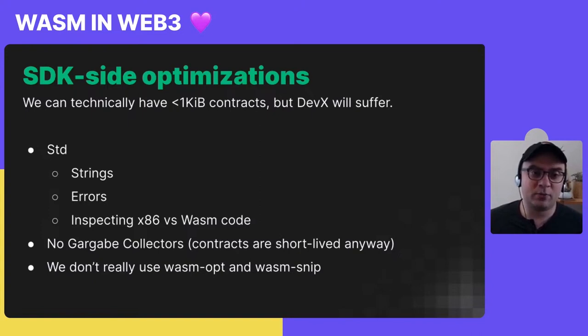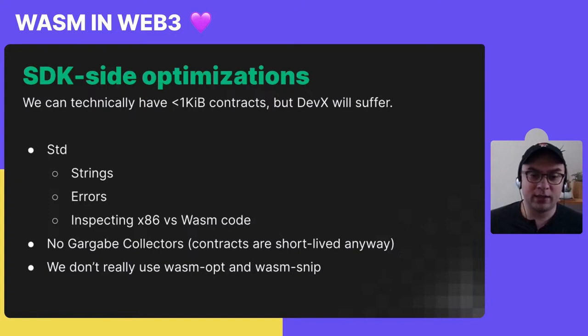So the main contributors to the size of these contracts turn out to be, obviously, strings and errors. You also have to be very careful with STD because it has different code for x86 and Wasm. So you sometimes want to dive into the STD implementation and make sure that when you compile to WebAssembly, you're compiling exactly what you want to compile, because it can be completely different code.